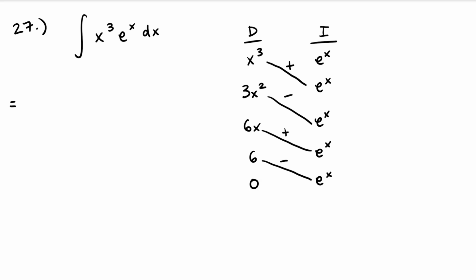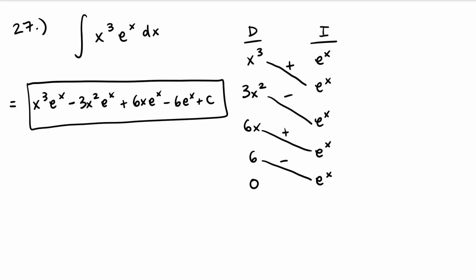So this is going to end up equaling x cubed e to the x minus 3x squared e to the x plus 6x e to the x minus 6 times e to the x plus our constant of integration. And there's our final answer for number 27.